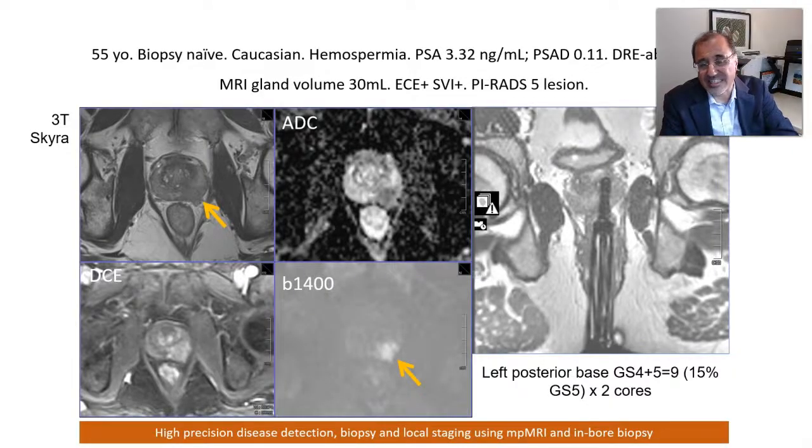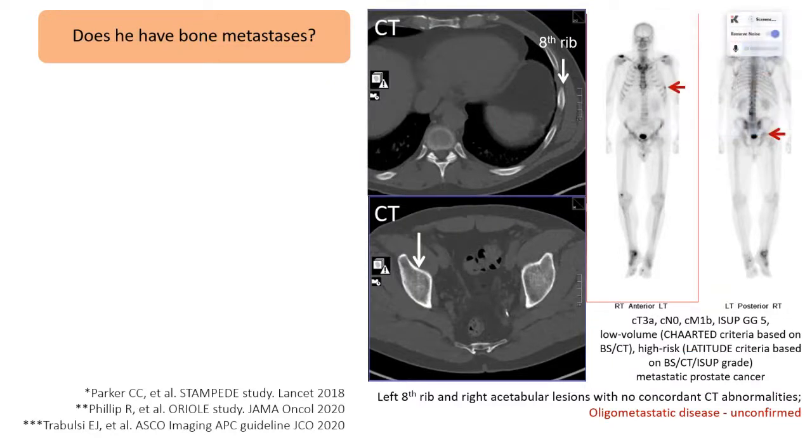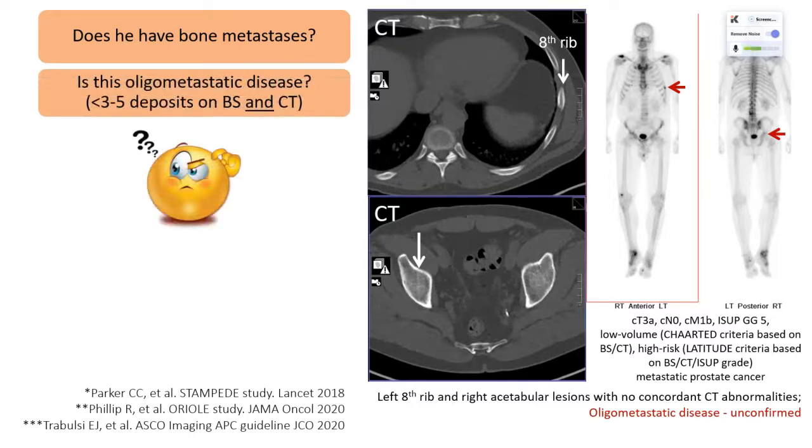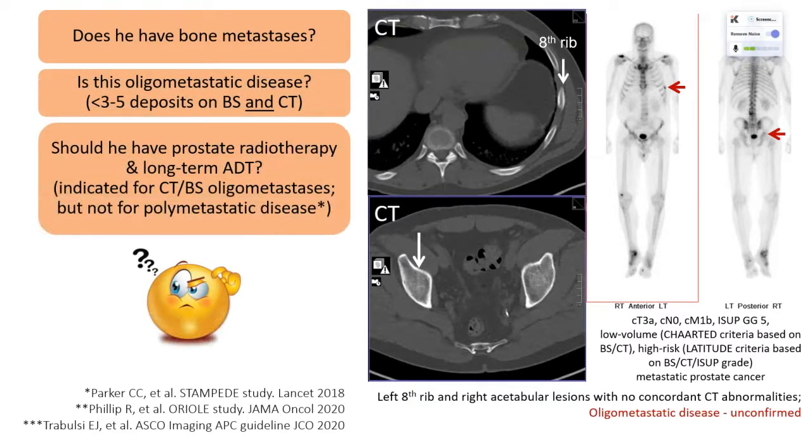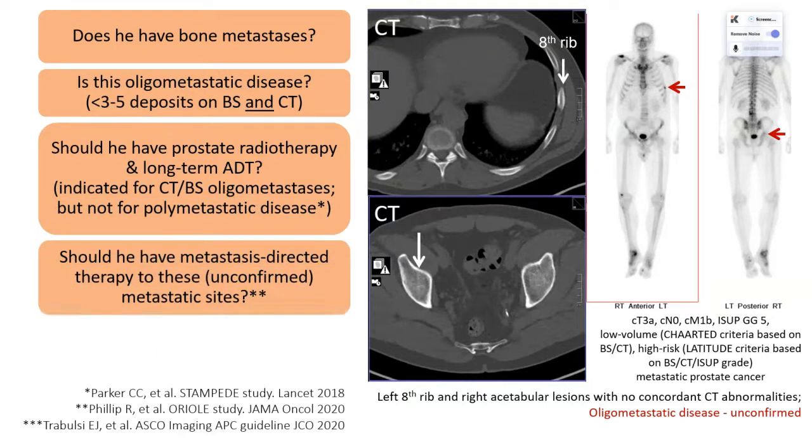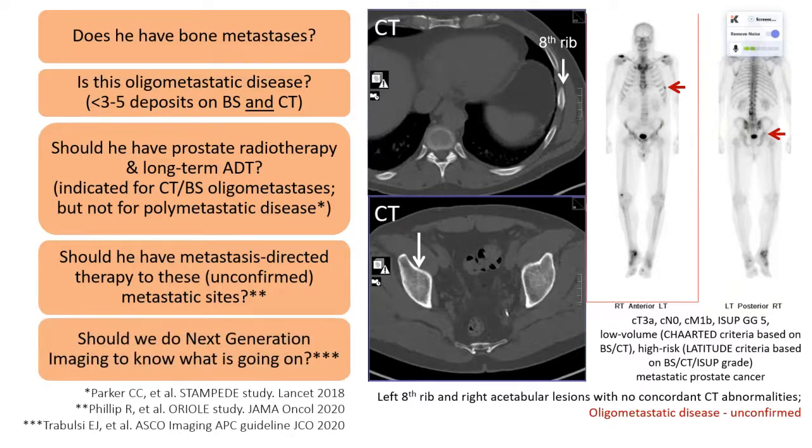And here's a patient. So this patient clearly has a locally advanced prostate cancer. You can see he has a Gleason 9 cancer. It's T3A disease. And here, for example, are the bone scans showing two abnormalities. You do the CT scan. These are unconfirmed bone scan abnormalities. So this is suspicious but not diagnostic. So does he have metastases? Is this oligometastatic disease? Should he have prostate radiotherapy? Should he have metastasis-directed therapies?